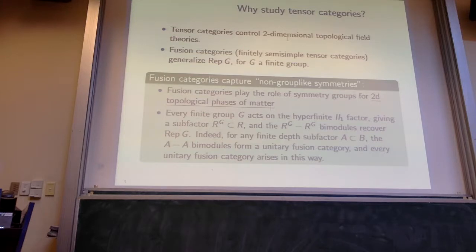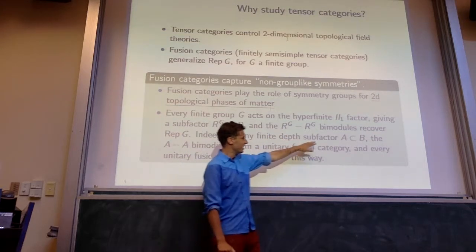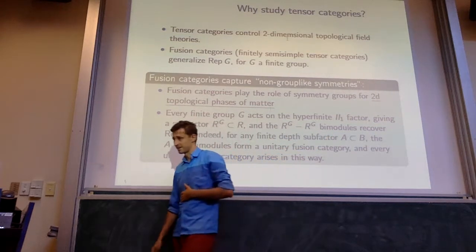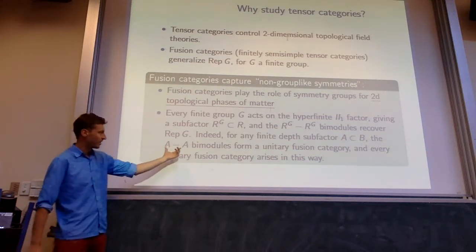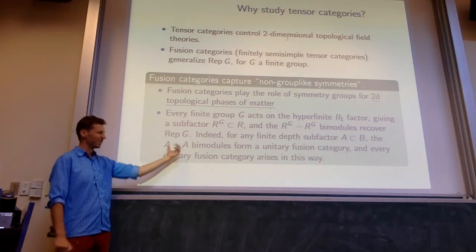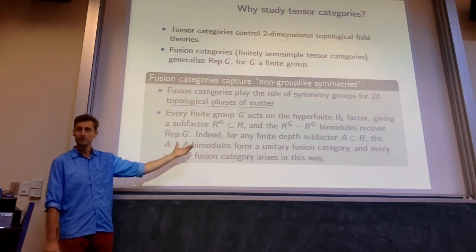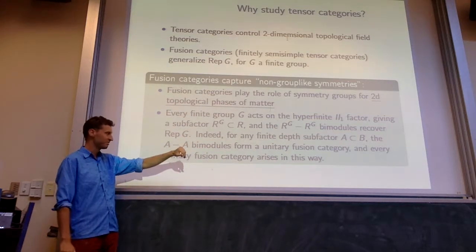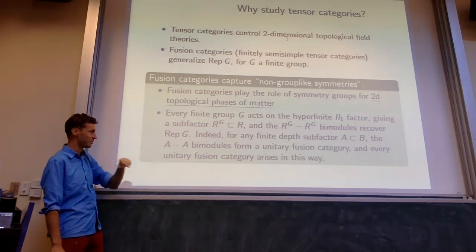But something more interesting happens. Well, if you just take any old, you have to add an adjective here, finite depth, whatever. But if you just take any old finite depth subvector inside G, and follow the same construction, you look at the AA bimodules, well, really only those AA bimodules tensor generated by B, but those guys form a fusion category, a unitary fusion category, because we're now in the unitary world of monomial algebras.